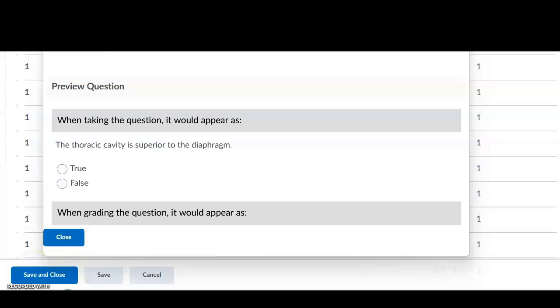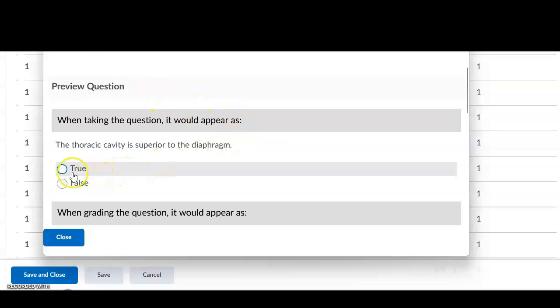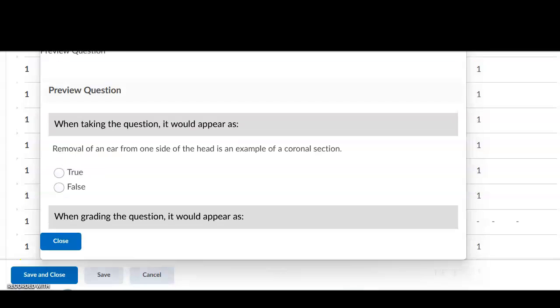Next question. The thoracic cavity is superior to the diaphragm. So let's wait 5 seconds. Okay, so let's continue. The thoracic cavity is superior to the diaphragm. That's the figure right here. So this is the thoracic cavity right there, and the diaphragm is right here. So therefore, the thoracic cavity is superior. Going back to the question, then the answer should be true. And that's what we have right here.